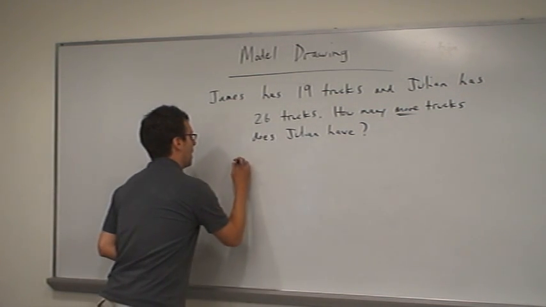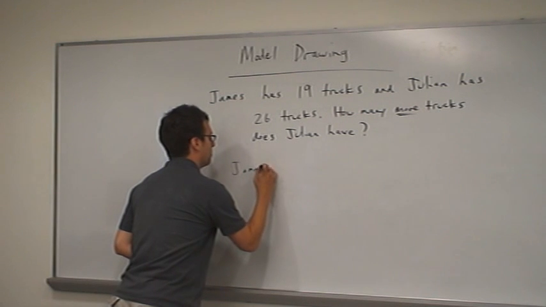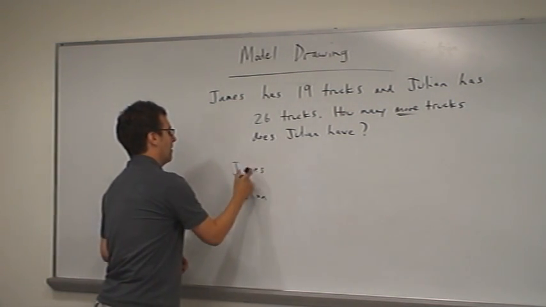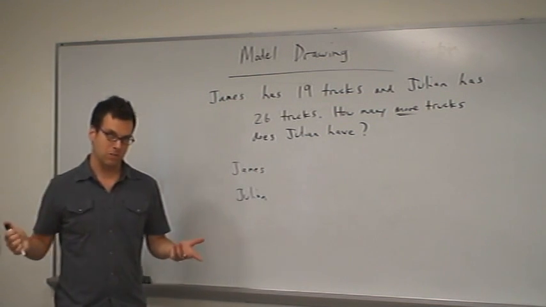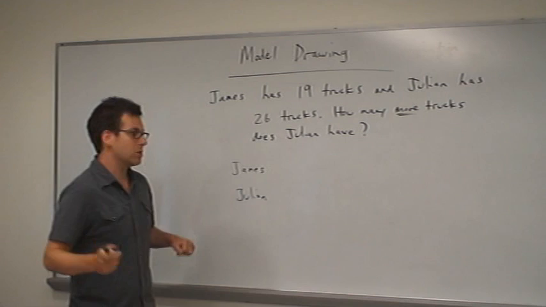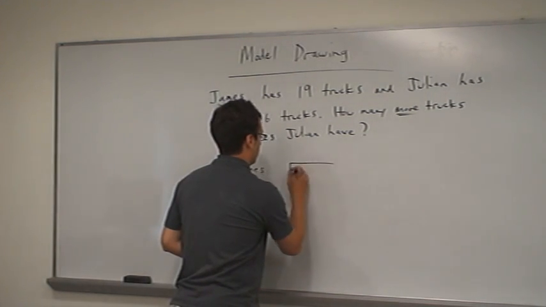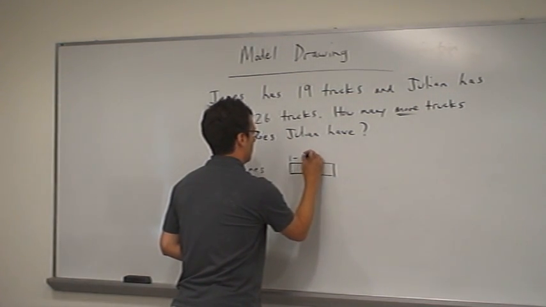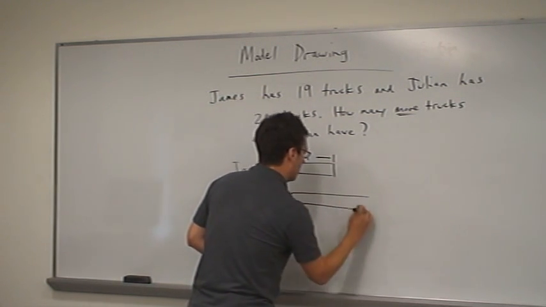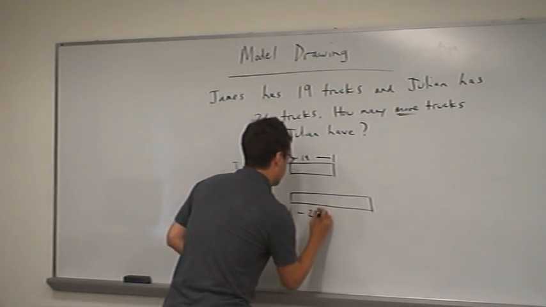So if we were to draw a picture that represented this problem, we might have a bar for both James and Julian. We are comparing the amount of trucks that each of these boys has. James has 19 trucks and Julian has 26, so we're just going to draw a bar for James and label it 19, and a longer bar for Julian and label it 26.